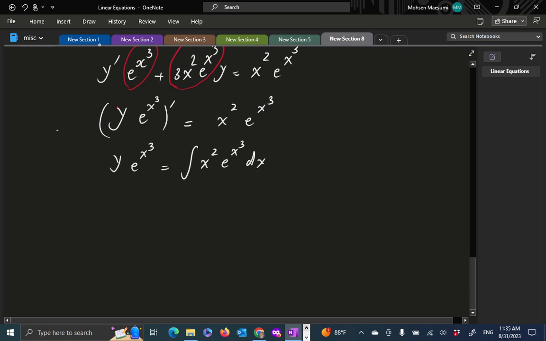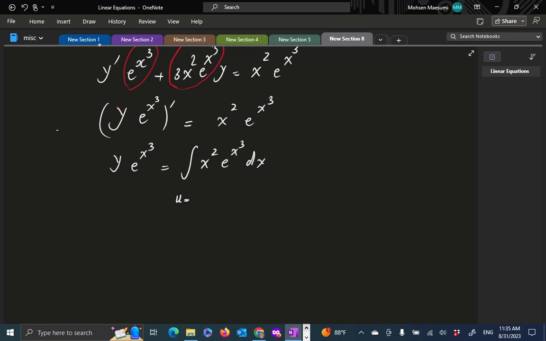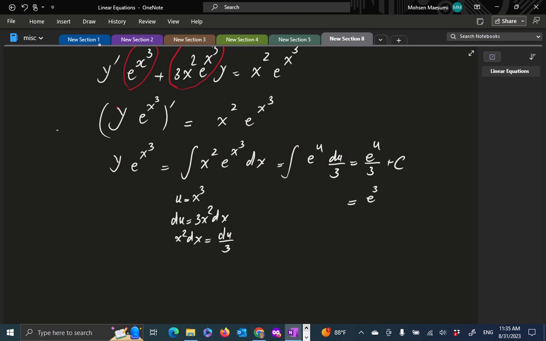Okay, let's do a little bit of a u substitution. If I take u to be x cubed, du is going to be 3x squared dx. So that's going to be exponential of u. x squared dx is du over 3. The antiderivative is exponential of u over 3 plus a constant. We do a back substitution: exponential of x cubed over 3 plus a constant.